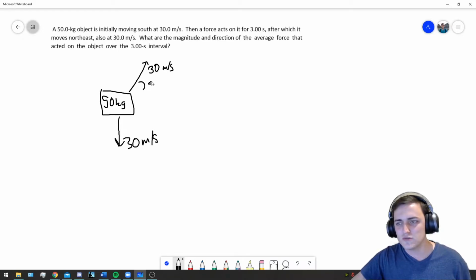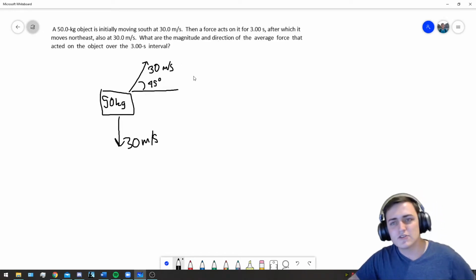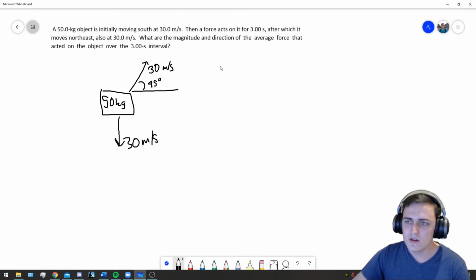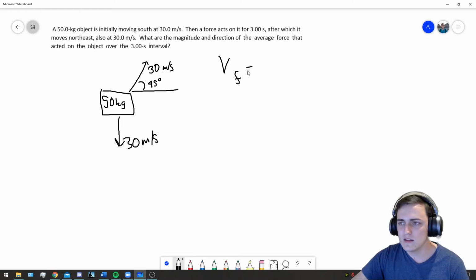And northeast we're going to assume is exactly at 45 degrees. And so it asks, what is the magnitude and direction of the average force that acted on the object over the 3-second interval? Well, we know that V final equals V initial plus A T, where our V final and our V initial can both be expressed in component vector form. V initial, our speed, is pointing down. It has no x component, and it points in the negative downward y direction.